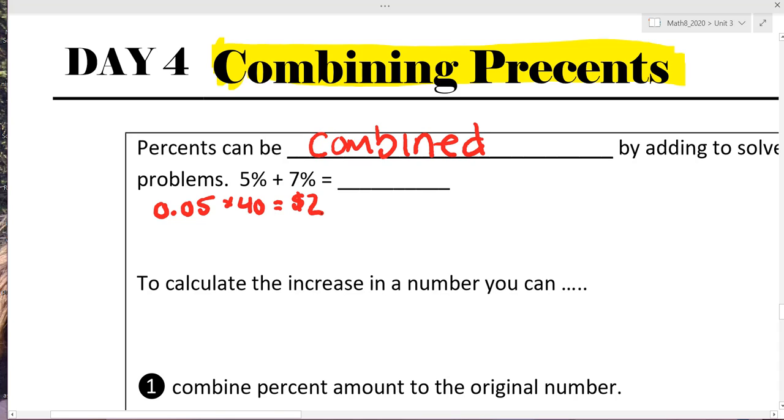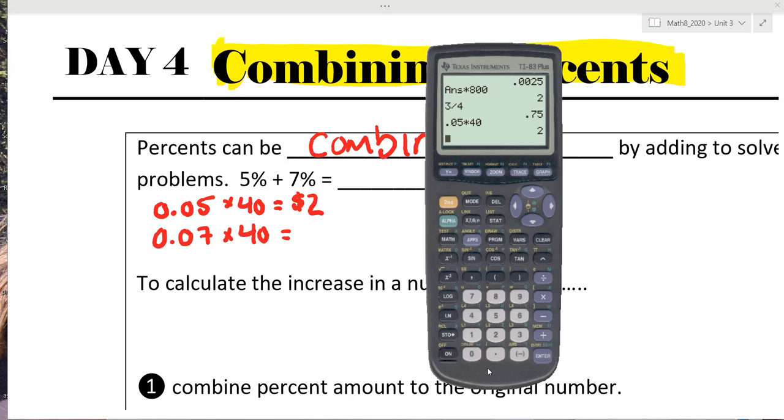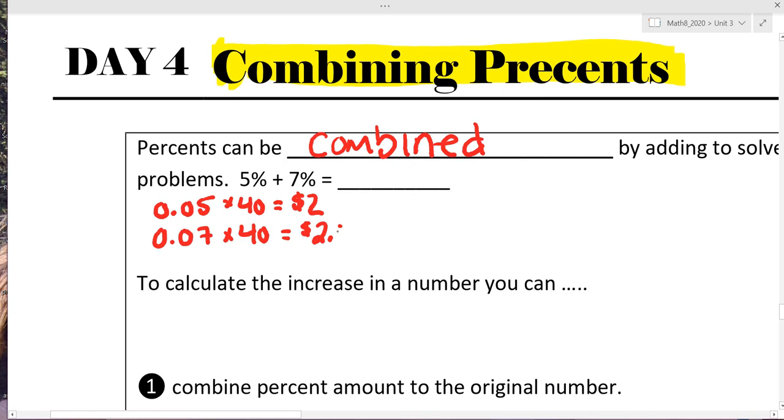And you're also paying 7% in tax. So you turn the 7% into a decimal of your jacket, which costs $40. Altogether, you are paying, let's see, 0.07 times 40, and you can say that equals $2.80. So altogether, you're paying $4.80 in tax on this jacket.